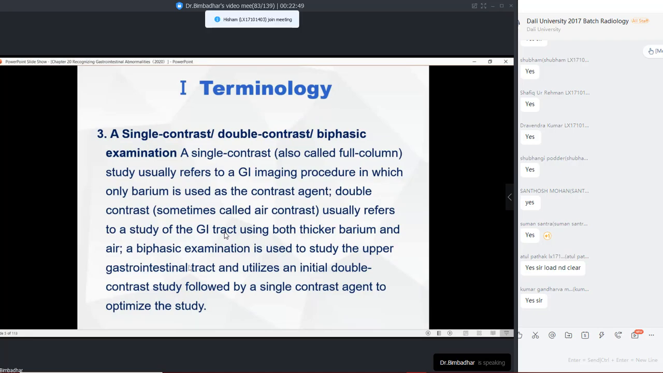In this class, we just have to know about the differences, but we are not technically going to get into more particular details of this, all right? So remember, a single contrast usually refers to only barium sulfate being used as the contrast agent. Double contrast refers to using a thicker barium solution and also air. A biphasic examination is generally utilized for the study of the upper GI tract, initially using a double contrast study followed by a single contrast agent. This is done to optimize the study.